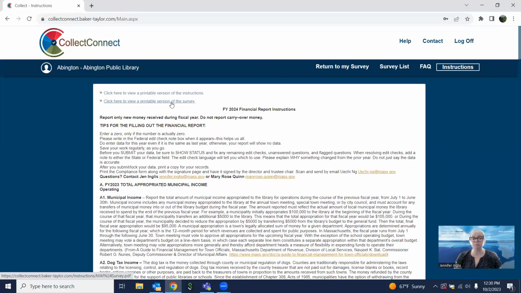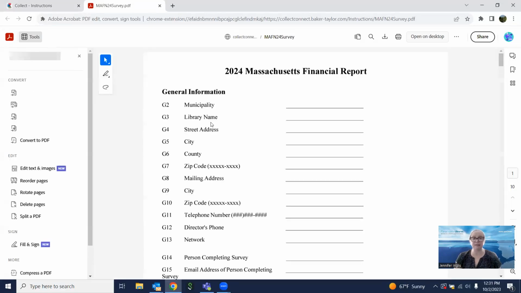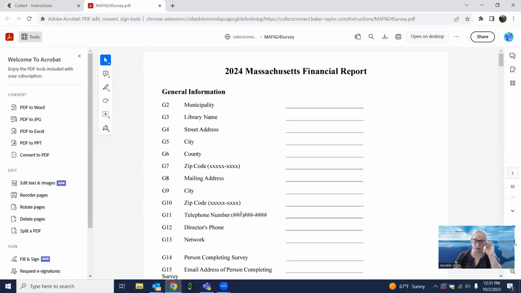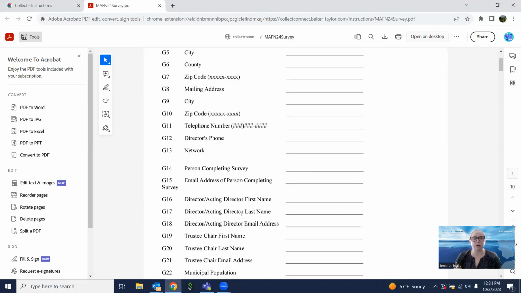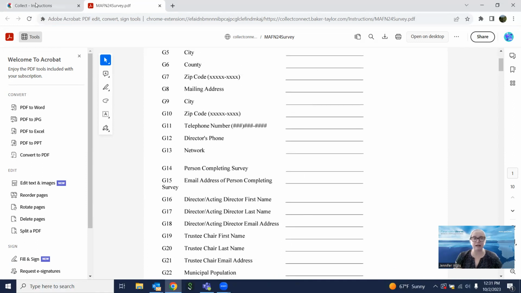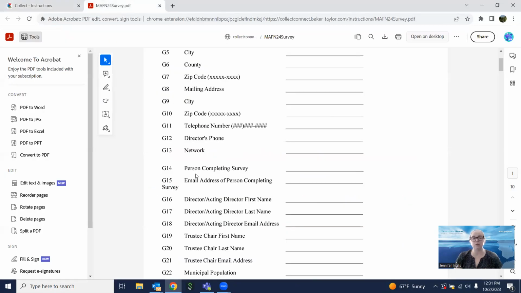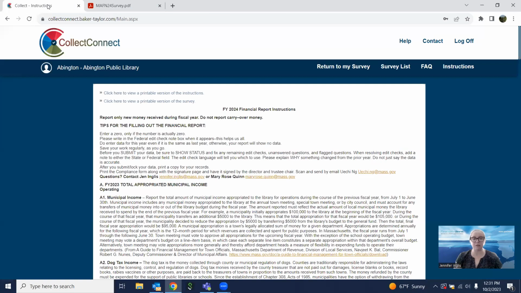And you can also print out a version of the survey if you need to fill it out by hand or give sections to other people on staff to fill out for you. It doesn't look exactly like the survey in Collect, but it is a tool that you can use to help you get the information. Now, the financial report instructions, there are tips here.